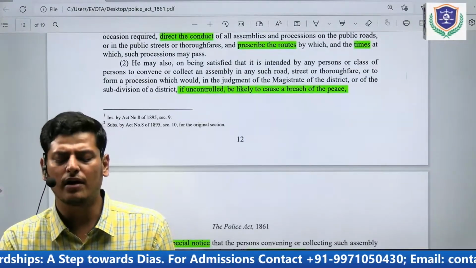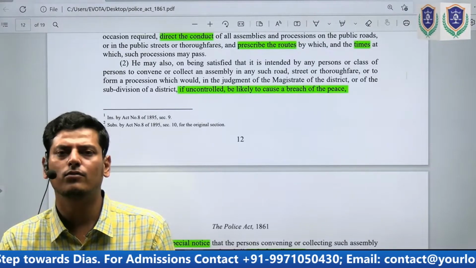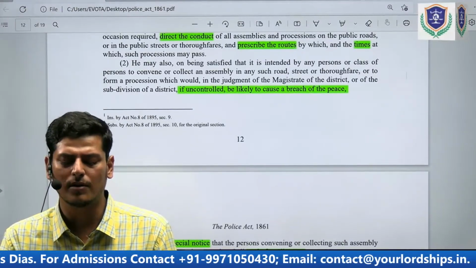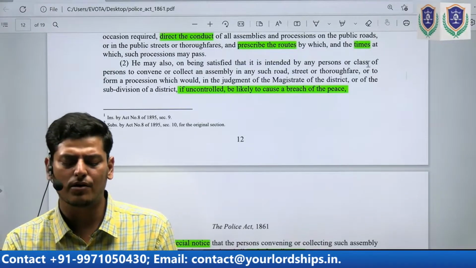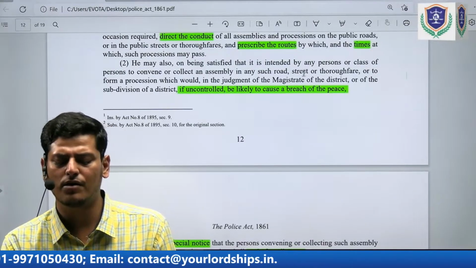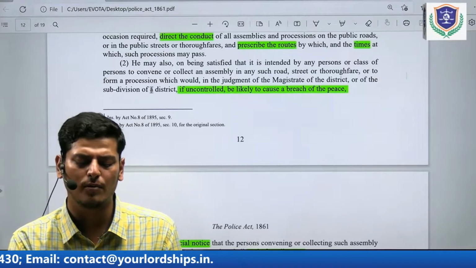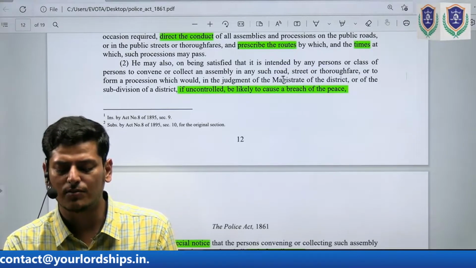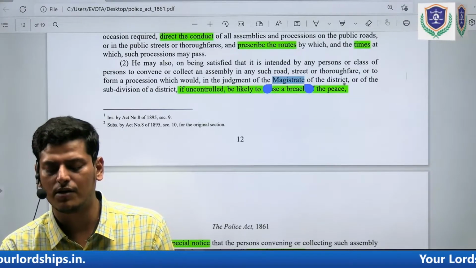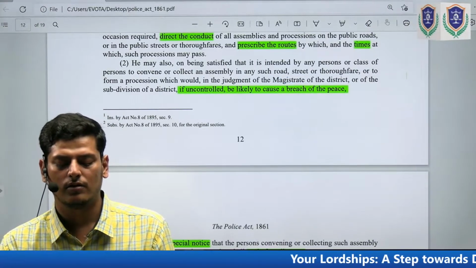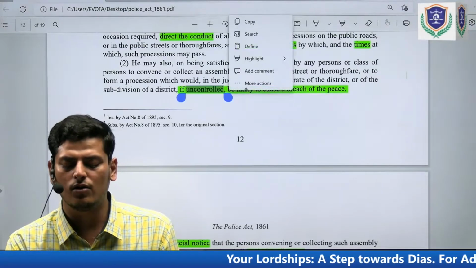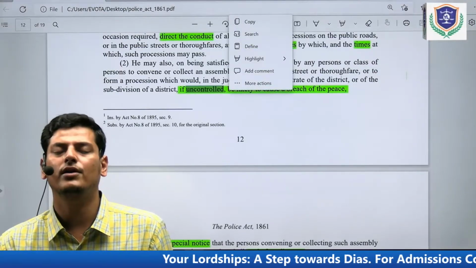He may, on being satisfied, now here, if he feels there are chances of something going wrong, he may on being satisfied that it is intended by any person or class to convene or collect an assembly in such road, street, thoroughfare or to form a procession which would in the judgment of the magistrate of the district or of subdivision of the district, if uncontrolled, be likely to cause breach of peace.